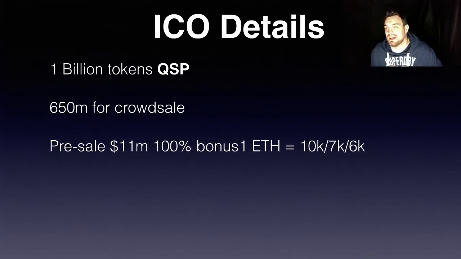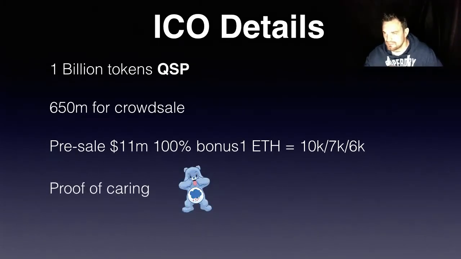There is a pre-sale, which the cap is $11 million on that, where you can get 100% bonus, and 1 Ether will get you 10,000 tokens. Now, they've got something called proof of caring, which in essence sounds really good. So you've got to care about the ICO, you've got to care about the project to be able to get this discount, which is really good. I do like the concept.